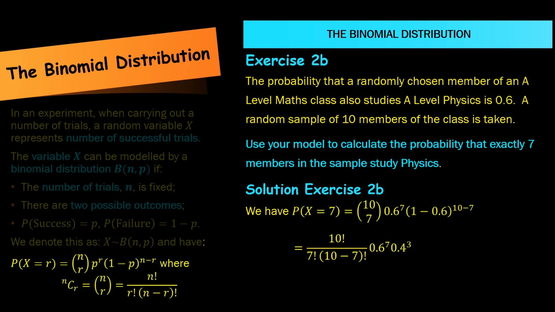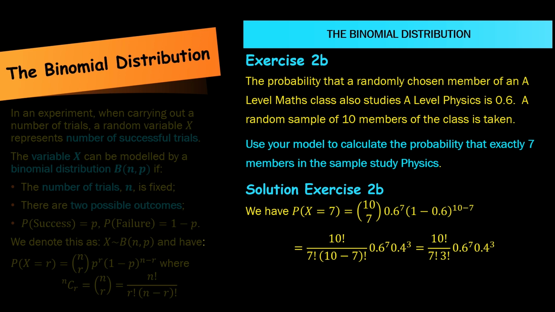Tidying this up, and tidying up some more, and calculating gives us that the probability that x equals 7 is 0.215 to 3 significant figures.